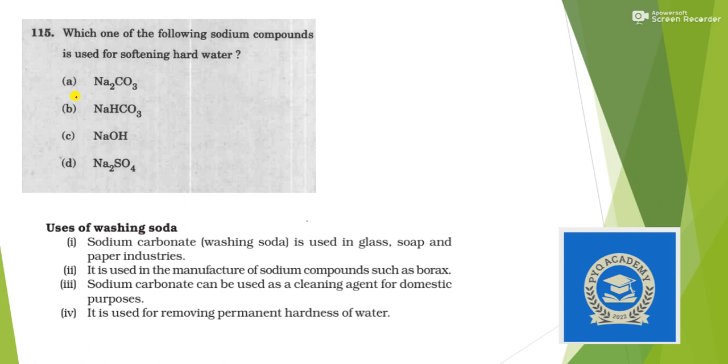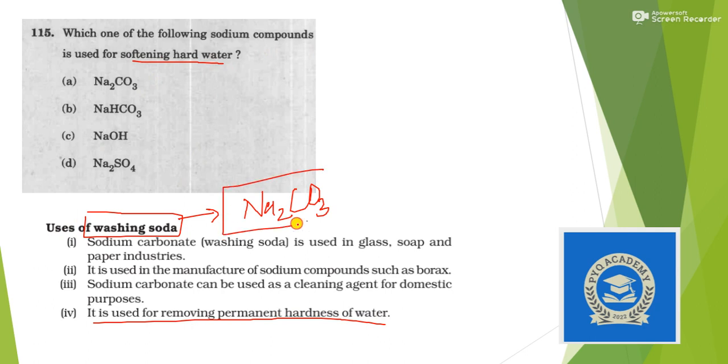Which one of the following sodium compounds is used for softening hard water? Okay, that means let's see these lines. Uses of washing soda. It is used for removing permanent hardness of water. That means washing soda can be used for softening of hard water. And what is the formula of washing soda? So it is Na2CO3. Okay, so answer is option A. This is baking soda, no. This is also not, and this is no.